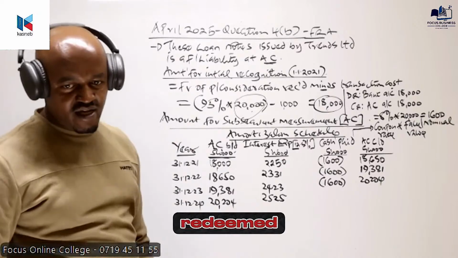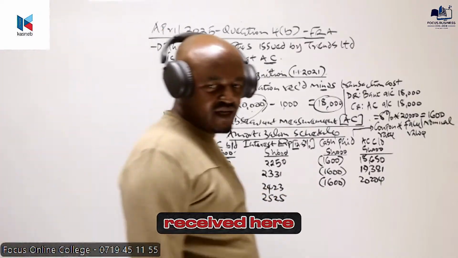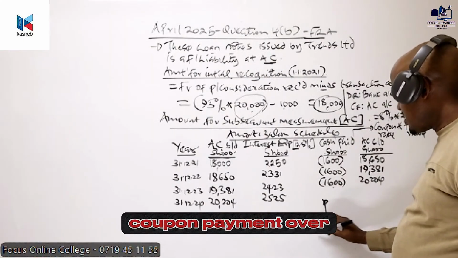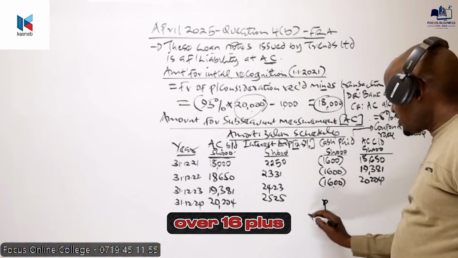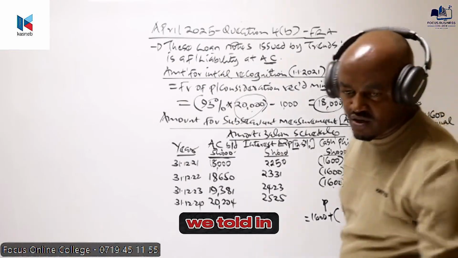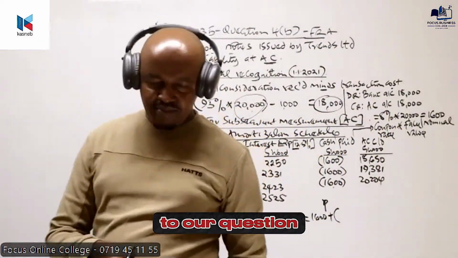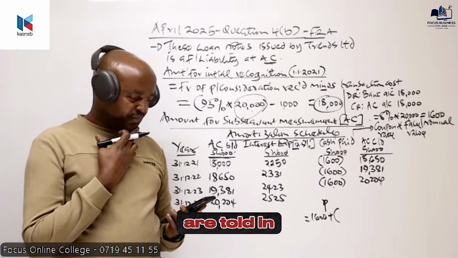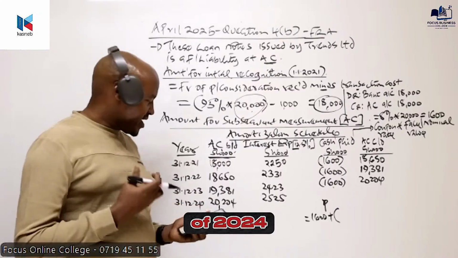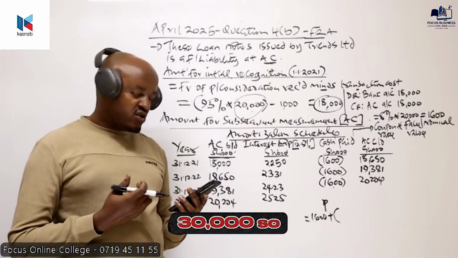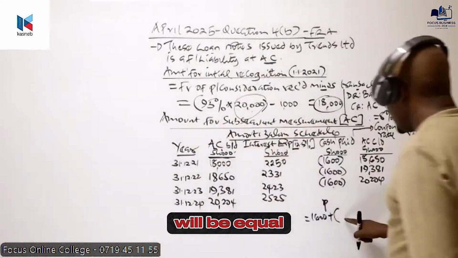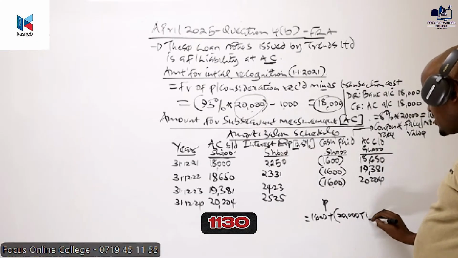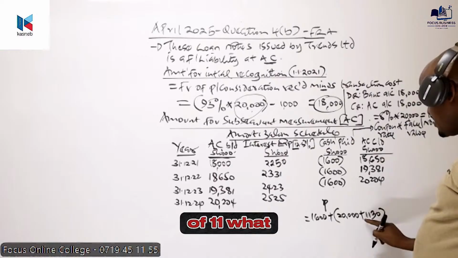Now, at the end of year 4 here, they will be redeemed. So the amount to be received here will be equal to the coupon payment, this one, the coupon payment of 1,600 plus the capital repayment. So what are we told in relation to the redemption? Let's go back to our question here, specifically paragraph 2. We are told in paragraph 2, the loan notes will be redeemed at the end of 2024 at a premium of 1,130,000. So the amount to be paid here will be equal to the nominal value, this one, plus a premium of 1,130.